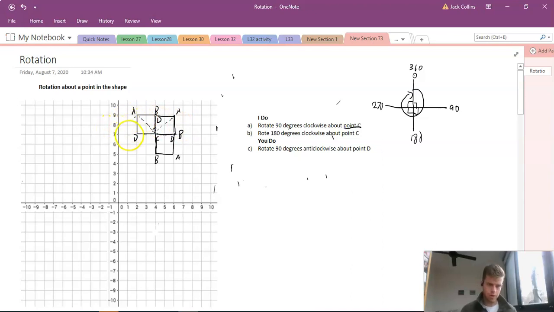Okay, so point D. Always easiest to get your straight up and down lines moved first. So around point D, point A moves anti-clockwise 90 degrees. That would mean it would move down to this point here. So that would be point A.